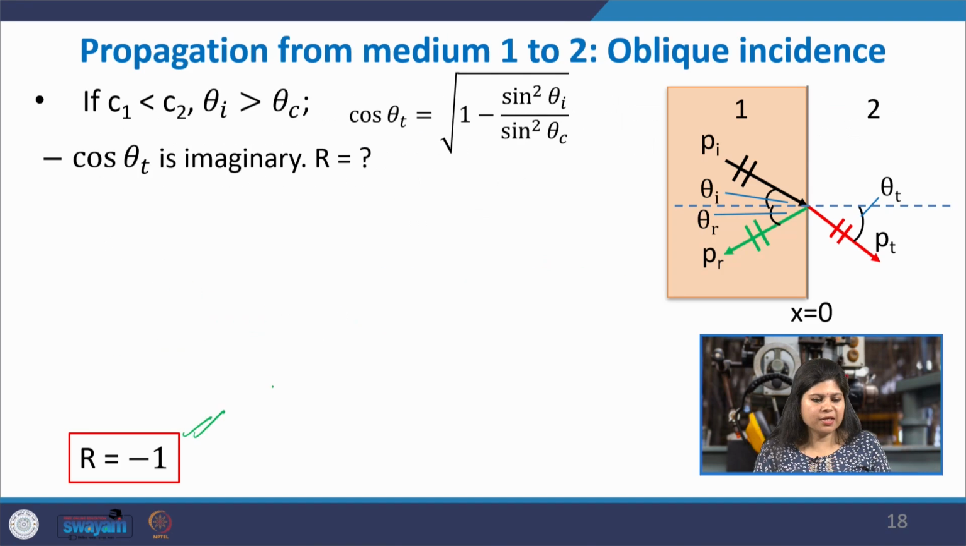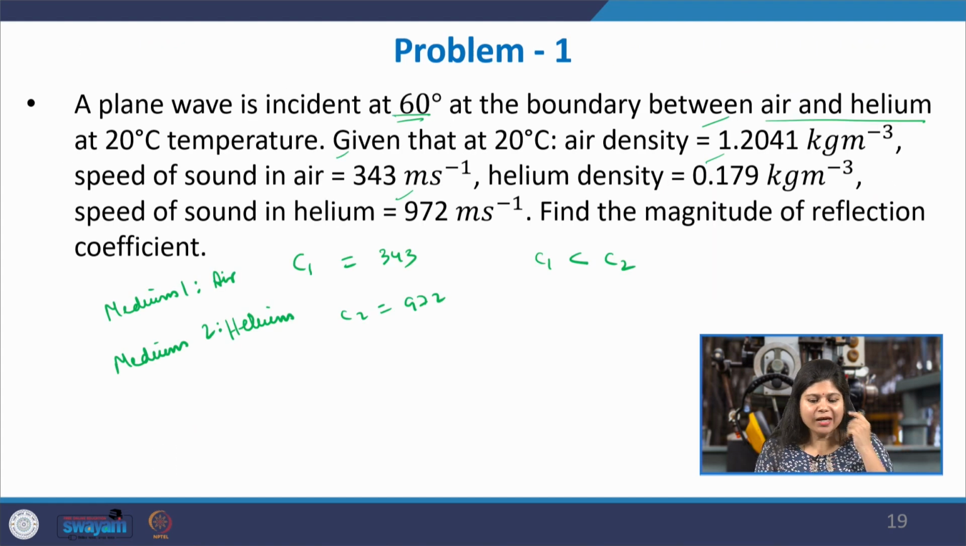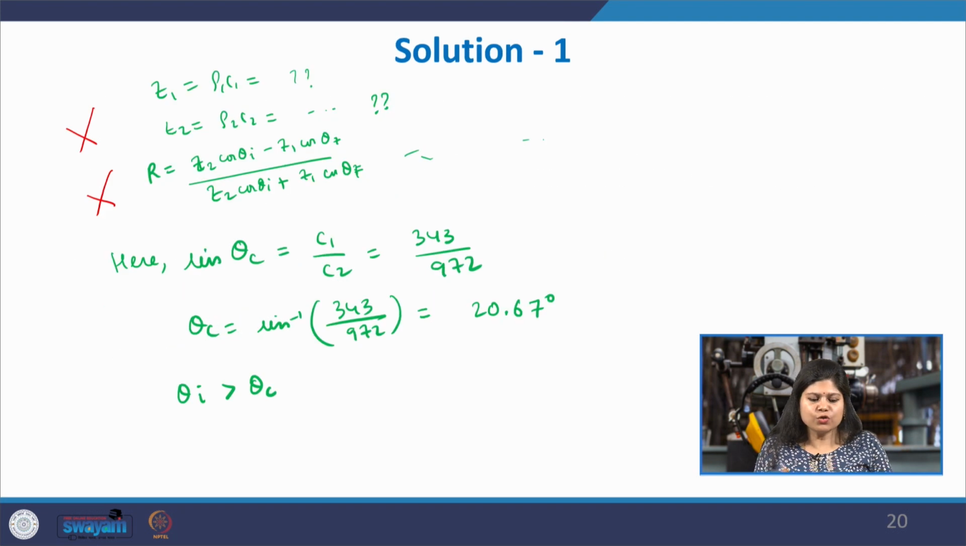Let us see what is happening here. If you see, this is the case we are talking about: C1 smaller than C2 and theta I greater than theta c. So, now our angle of incidence has reached the critical angle zone where the transition takes place, and beyond that there is no transmitted wave. Yeah. So, you do not need to solve anything. You already found that this is a special case where C1 is smaller than C2 and we have reached the critical angle and we are beyond that. So, no transmitted wave.